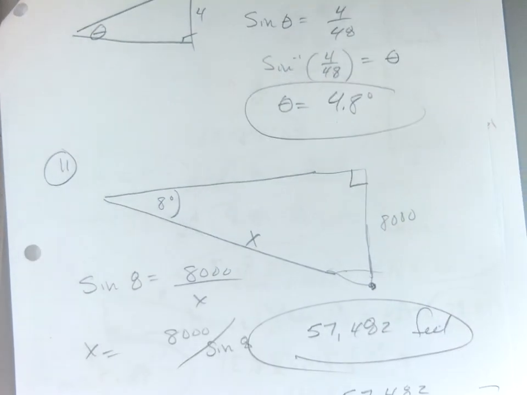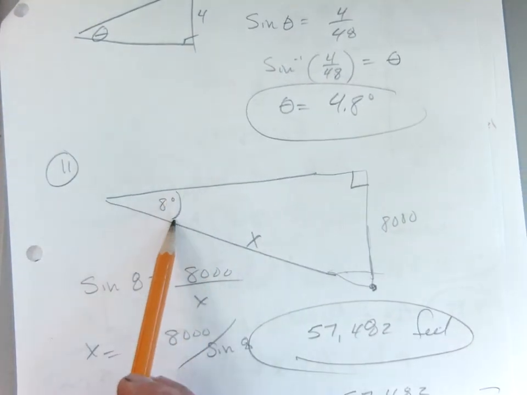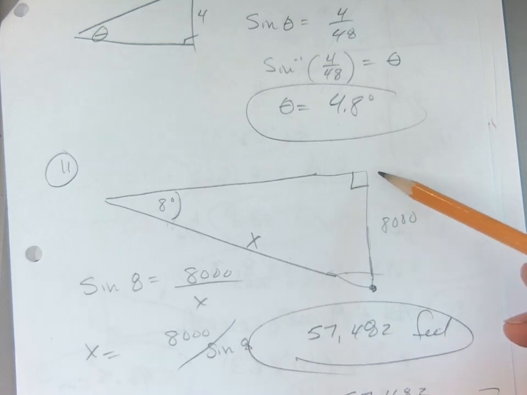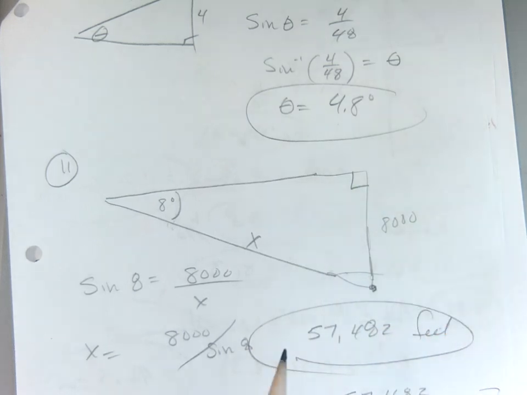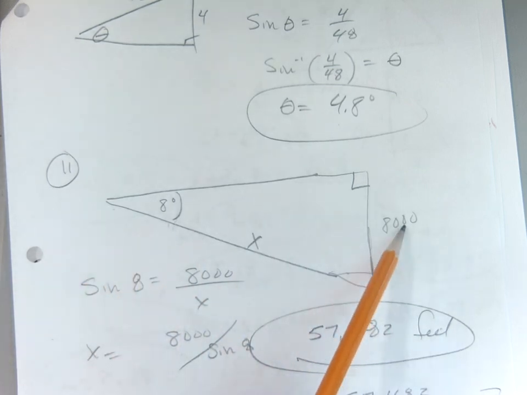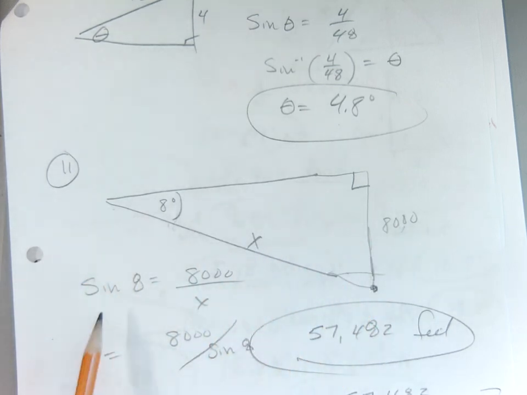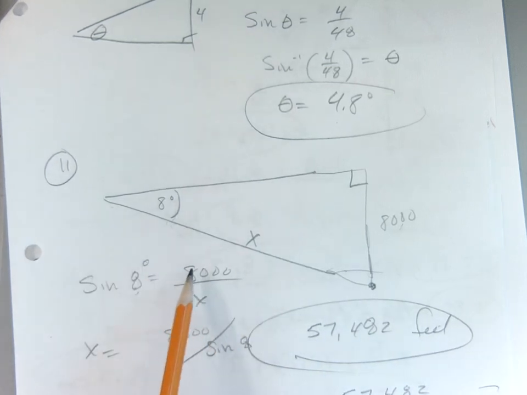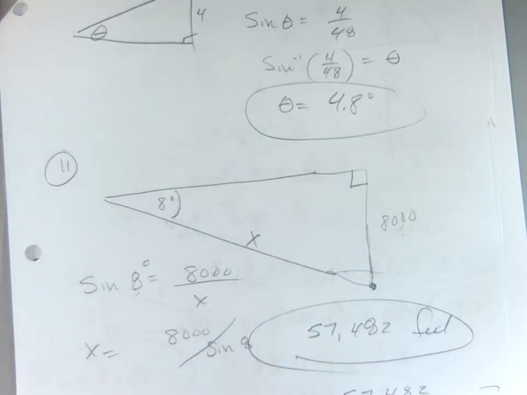Number 11, angle of depression is there, 8 degrees. I know that the airplane's 8,000 feet in the air. So I want to find out how far it is from the airport. So I did my opposite over hypotenuse. I used sine of theta, or sine of 8 degrees, is equal to my opposite, which is my 8,000, over my x, which is my hypotenuse, what I want to find.